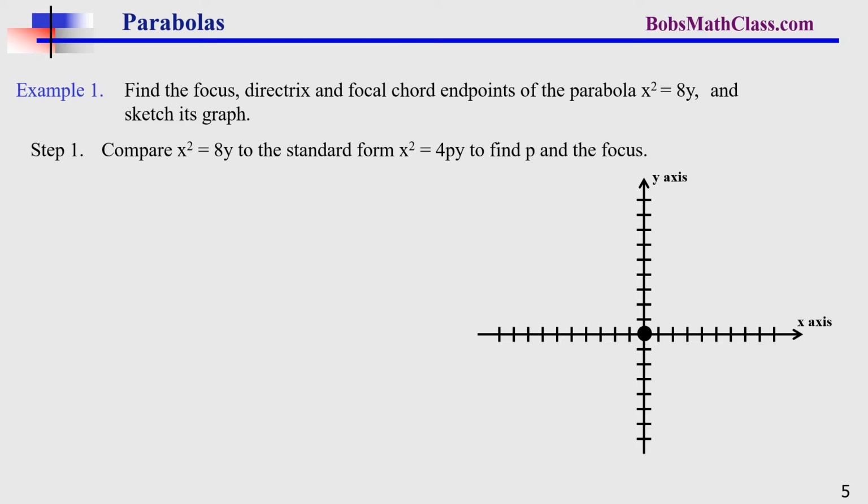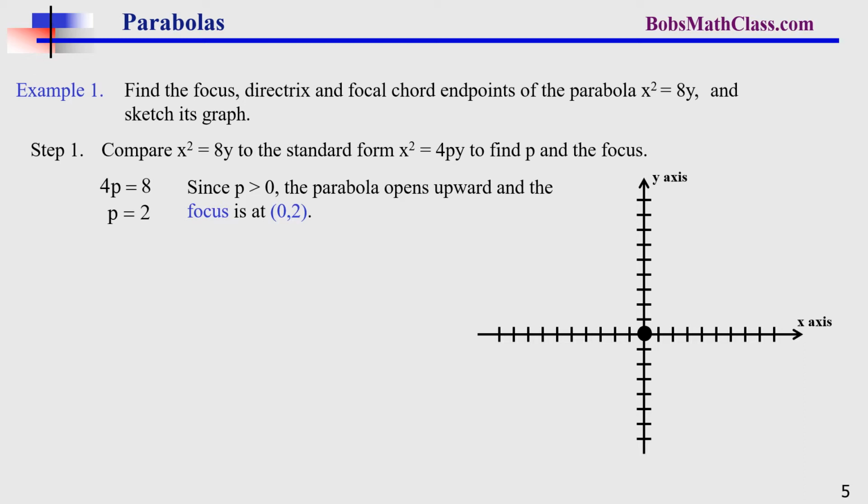Okay, so now we're going to compare x squared equals 8y to the standard form, x squared equals 4py to find p. So it's already in the correct form. All you're going to do is replace 8 with 4p. Set 4p equal to 8. So the x squared is the same on both sides. The y is the same. So we're comparing 8 to 4p. That's our equation. So 4p equals 8. Divide by 4 on both sides. That gives you p equals 2.